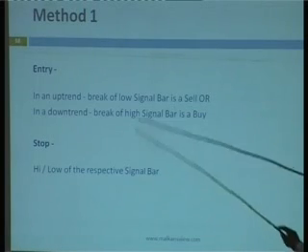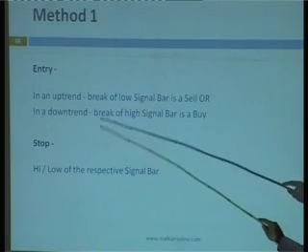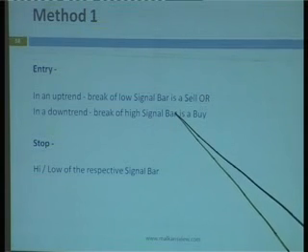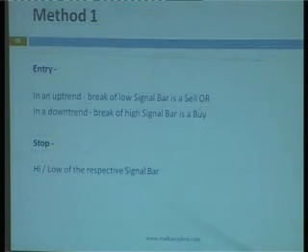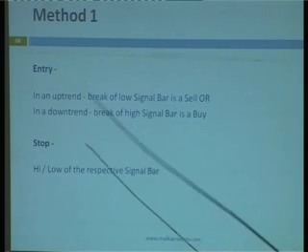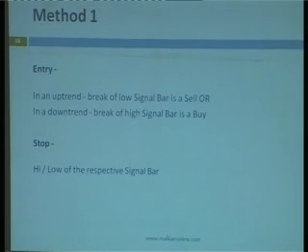So entry in an uptrend is a break of the low of the signal bar, and in a downtrend a break of the high of the signal bar. The signal bar is your shadow bar, and the stop loss is the high or low of the signal bar, the bar which you have traded.